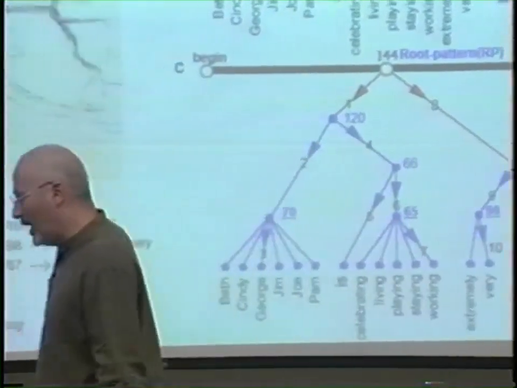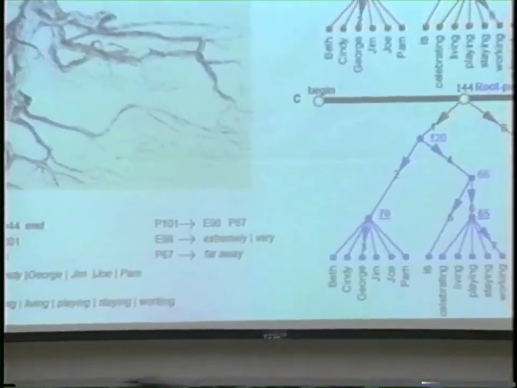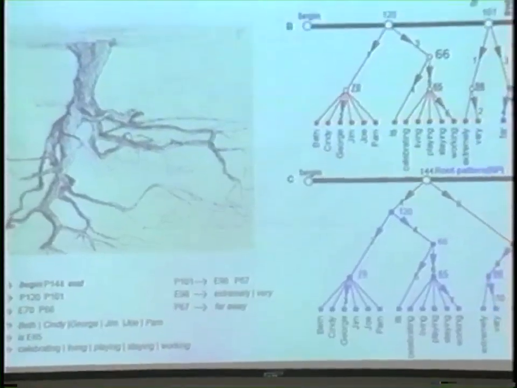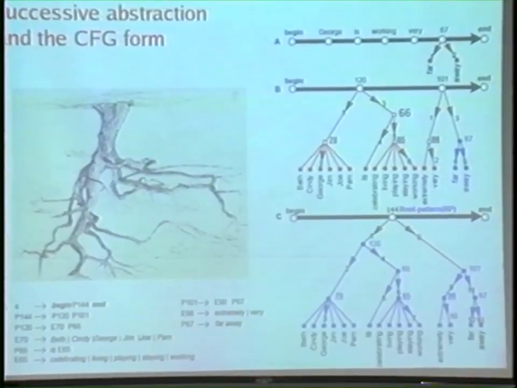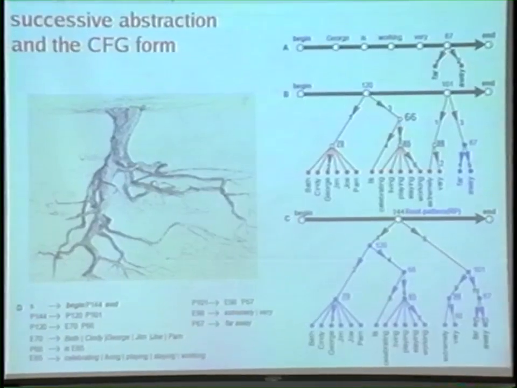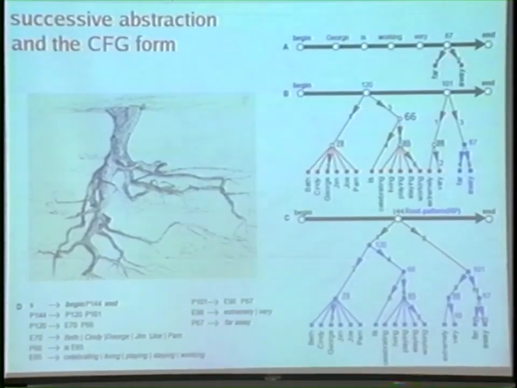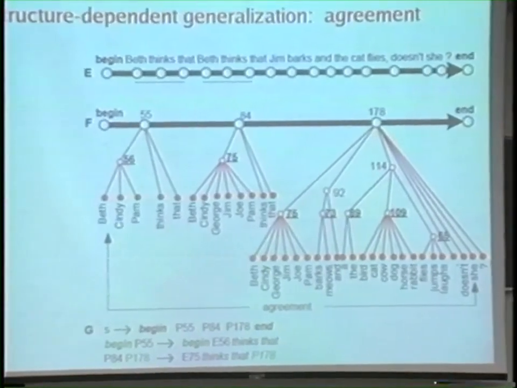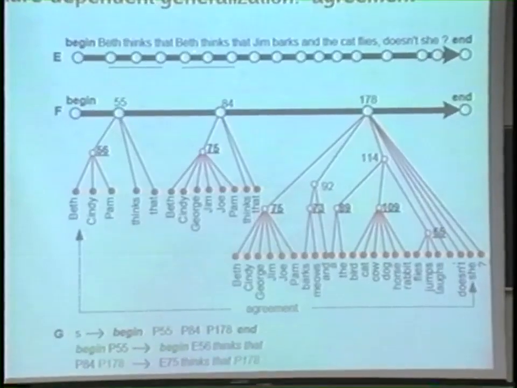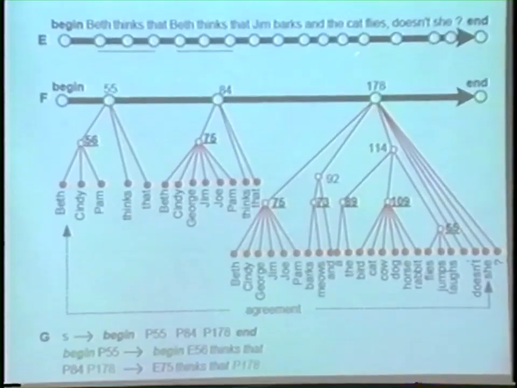Something we haven't done yet is a proper look at making sense of this forest and comparing it to what one would expect just by having read a linguistics textbook. I think it's important to do that. We haven't done that yet. Now, let me show you just one example of structure-dependent generalization. Here's one of those silly sentences produced by that same grammar, which you'll see again in a sec. Beth thinks that Jim barks and the cat flies, doesn't she?